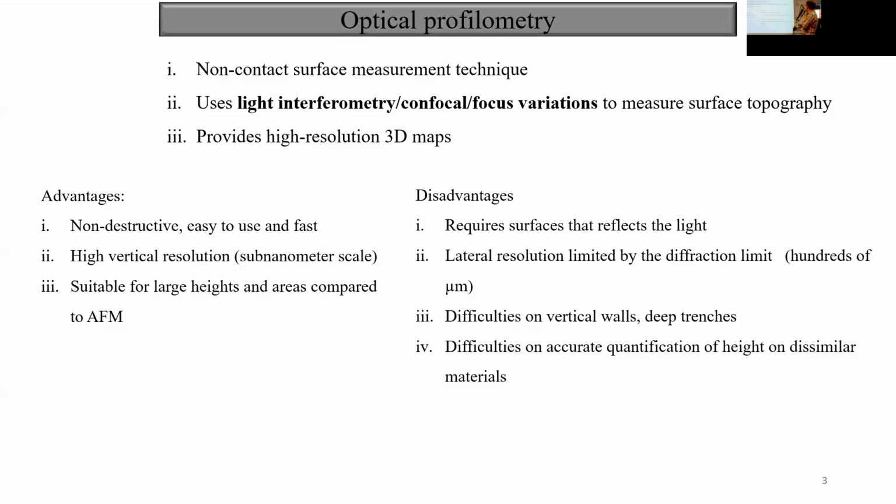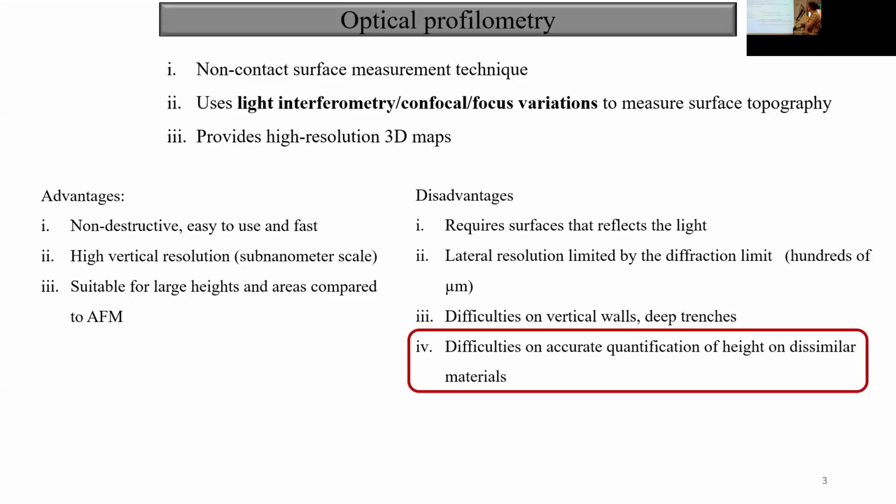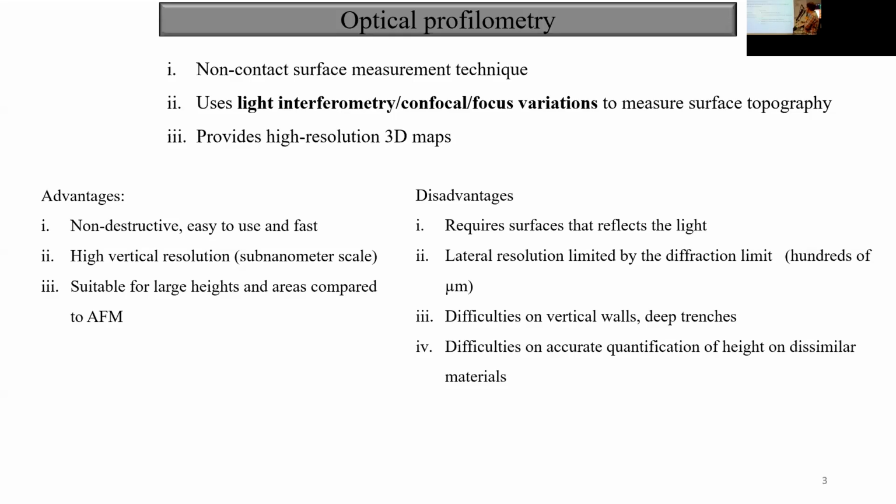On the disadvantages, you can't measure all surfaces: they have to reflect the light, so if a surface is transparent, for instance, you can't measure it. The lateral resolution is also limited by the diffraction limit of light. And when we are facing situations like vertical walls or deep trenches and so on, it can have difficulties.